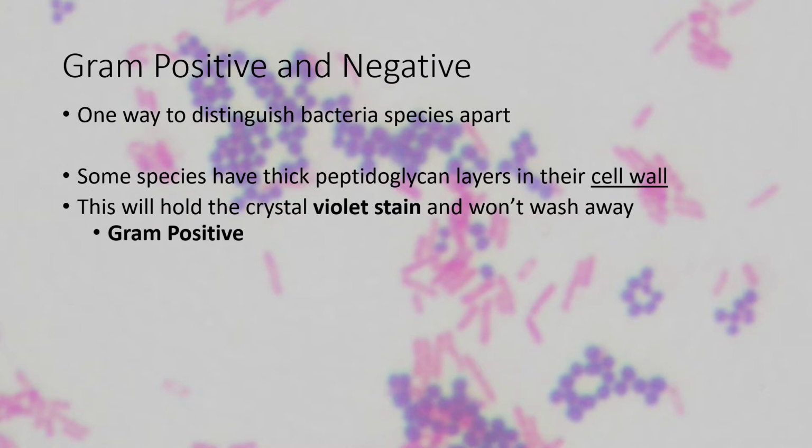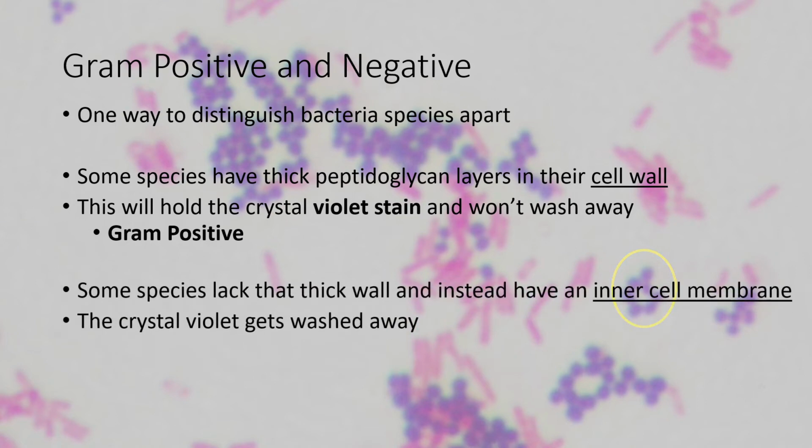Some bacteria have a really thick cell wall with peptidoglycan layers, and that thick cell wall will hold a crystal violet stain. So we'll take our bacteria sample and we'll wash crystal violet over it, and it'll turn purple. And then we'll wash it away. And if it's gram-positive, that violet stain won't wash away. And you'll get these purple bacterial cells when you look under a microscope.